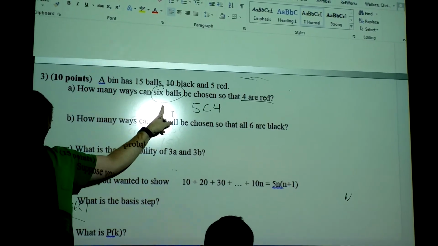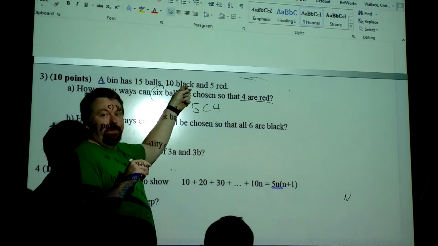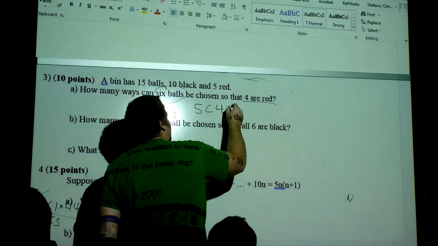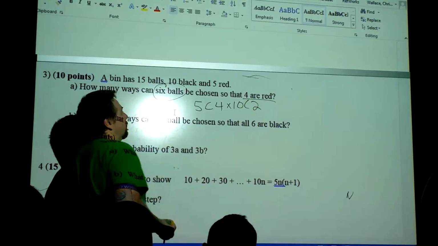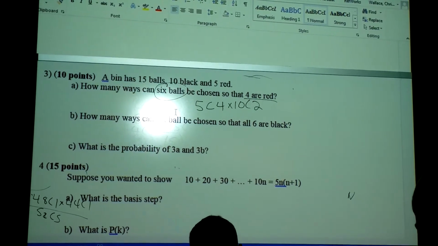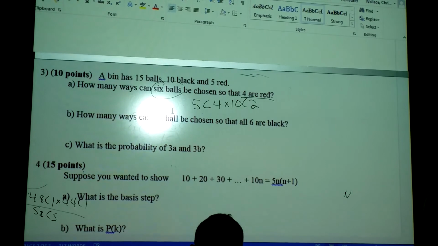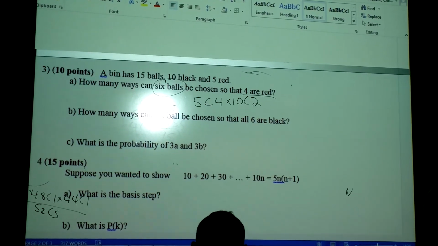You have 6 balls, 4 red, how many black? 2 black. Choose the 4 red from the 5. Choose the 2 black from the 10. That gives you 4 red and 2 black. That gives you 6 balls.